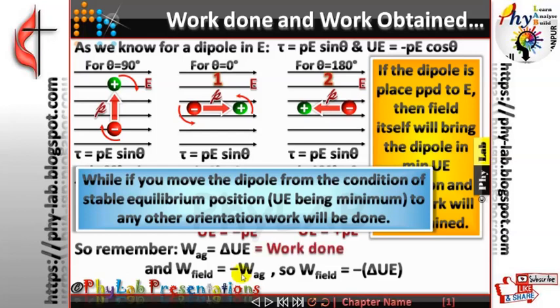So let's conclude it. Work done by the agent is always going to be the work done, whereas work done by the field will always be the work obtained. So while referring to a numerical problem, please look very carefully whether you have been asked to find the work done by the agent or the work done by the field. The work done by the field will always be the work obtained, whereas the work done by the agent will always be the work done.